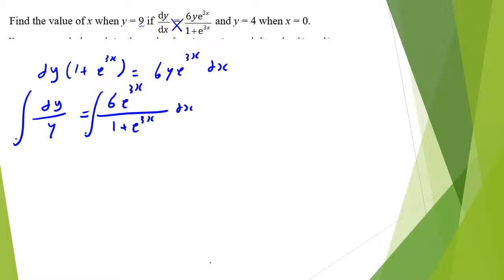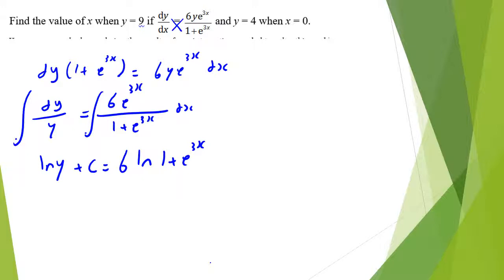Then now you can integrate both sides. So that will give me ln y plus c, and on the other side, you can use this as 1 over x, so it's ln, because the differentiation of the denominator exists in here, so you can cancel out. So that's why it will be 6 ln of 1 plus e to the 3x.